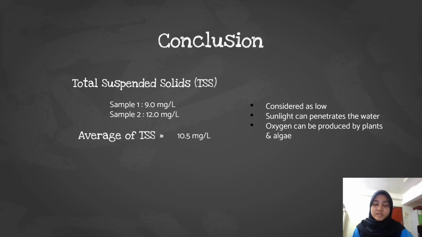Finally, I will conclude the result of this test. Based on the data, we obtained the total suspended solids for sample 1 as 9 mg per liter, while for sample 2 it is 12 mg per liter. And from there we got that the average is 10.5 mg per liter. This can be considered low, and thus sunlight can penetrate the water, and oxygen can be produced by the algae and the plants.